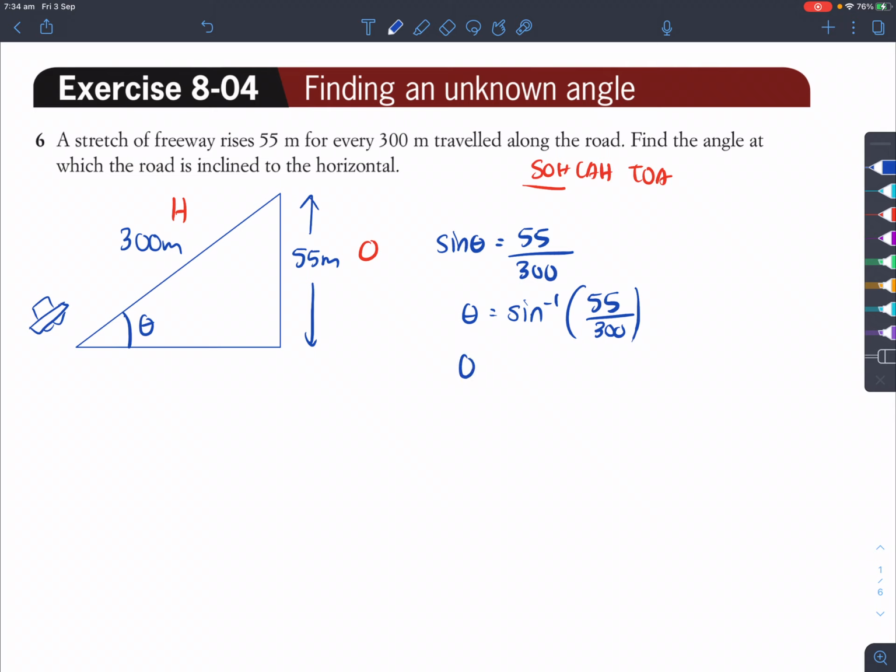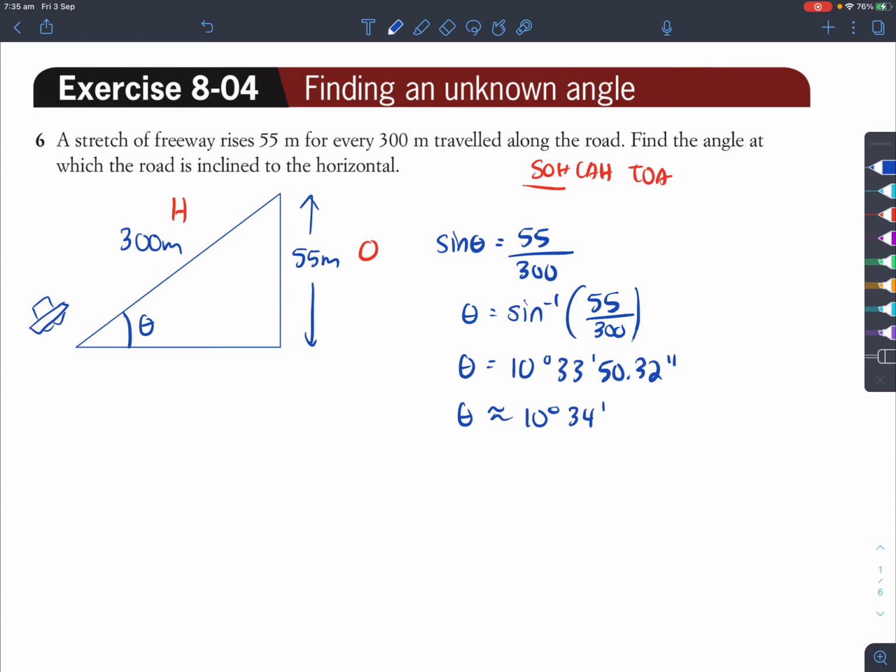And that will give us 10 degrees, 33 minutes, 50.32 seconds. But let's just say we rounded this to the nearest minute. So if we round this to the nearest minute, because this number here is 30 or above, this number here has to go up by 1. So that has to be 10 degrees and 34 minutes.